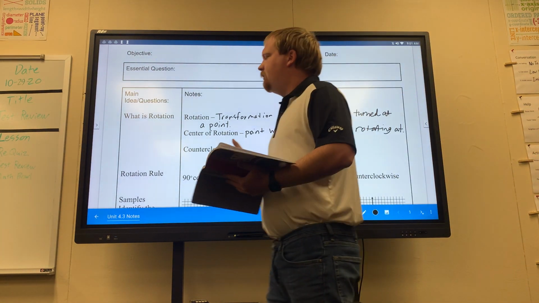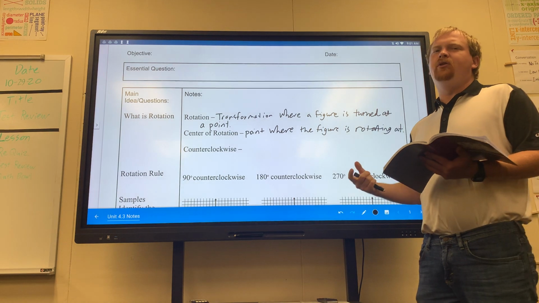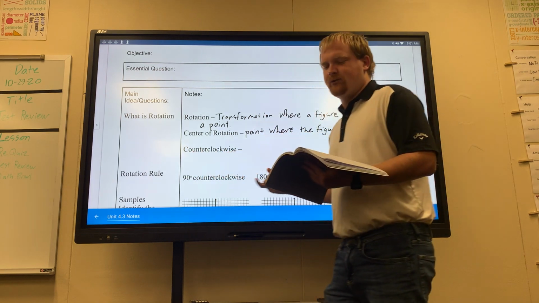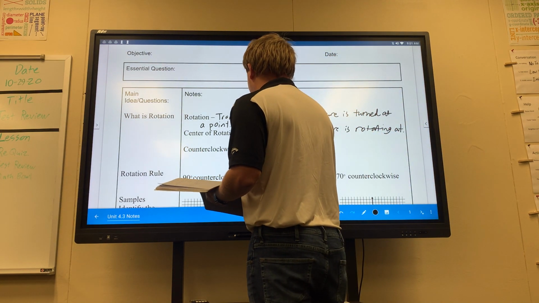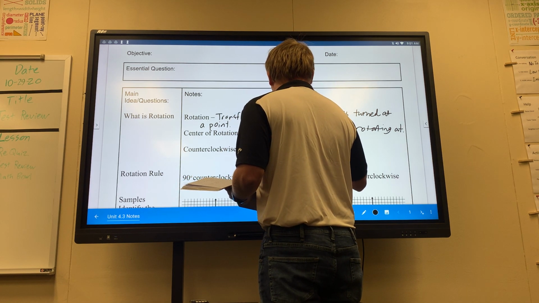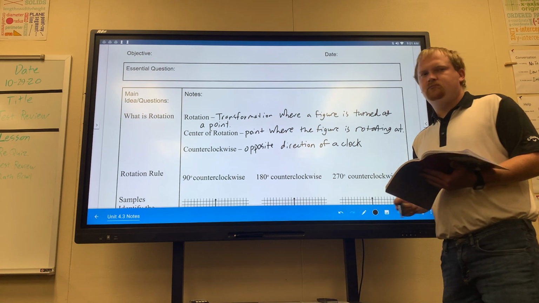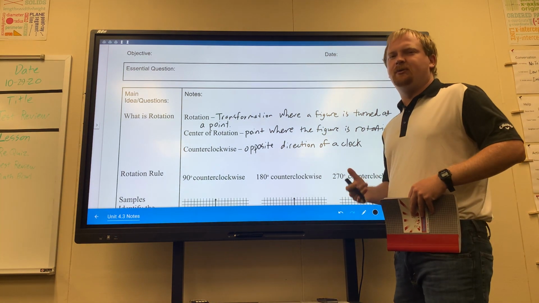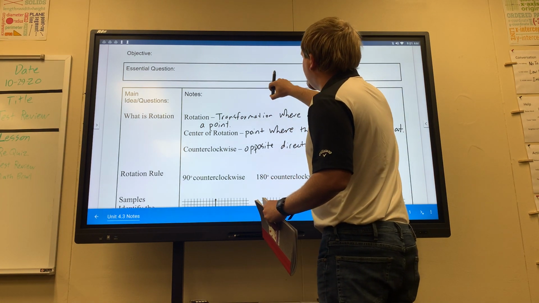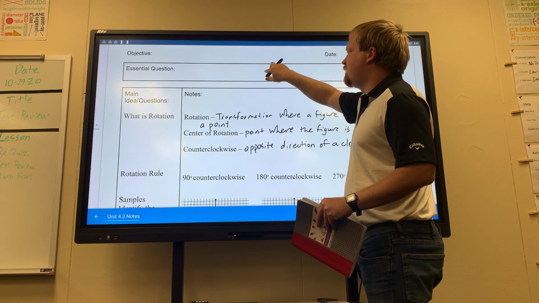Now, however, we are dealing with counterclockwise. We always deal with counterclockwise when it comes to rotation, unless told otherwise. But 9 times out of 10, we're going to be dealing with counterclockwise. And really, counterclockwise is the opposite direction of a clock. Okay? So if the clock goes this way, counterclockwise is the opposite way. So this would be counterclockwise, where it's going against the clock.